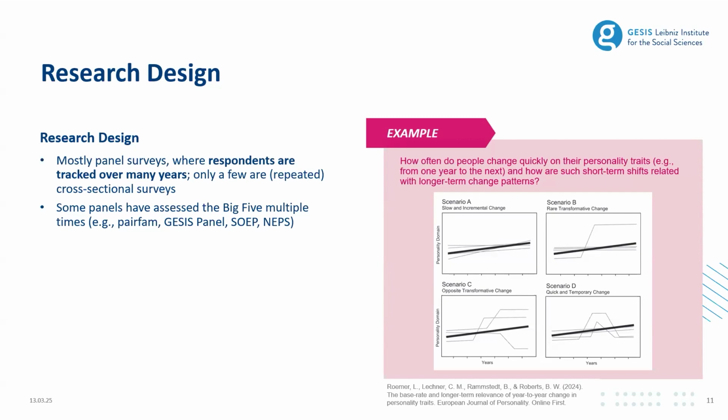And a research opportunity that arises from such longitudinal repeated Big Five measures is, of course, to investigate the longer-term changes that occur or do not occur in personality within person across time. For example, in this project that we put as an example on the slide, we took advantage of the GESIS panel where personality was assessed every year to then explore the question how often persons actually change relatively quickly in their personality traits.